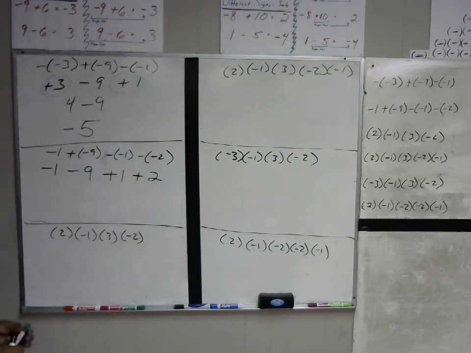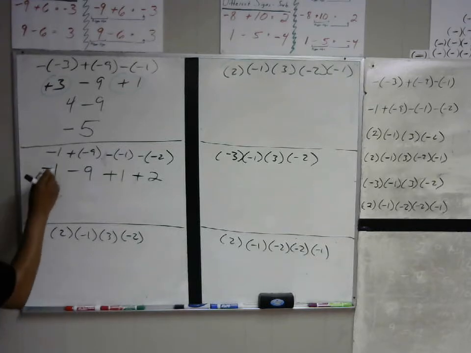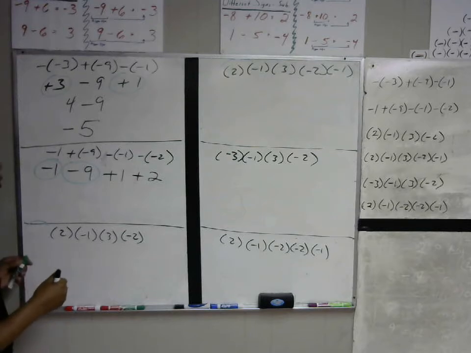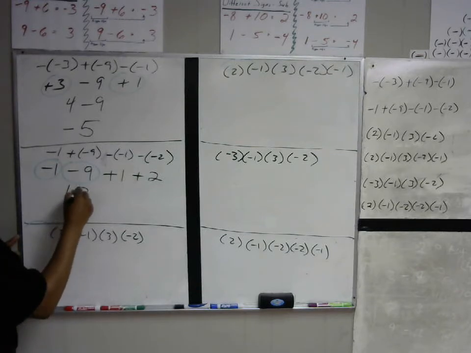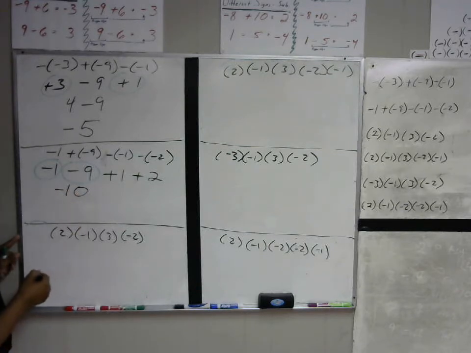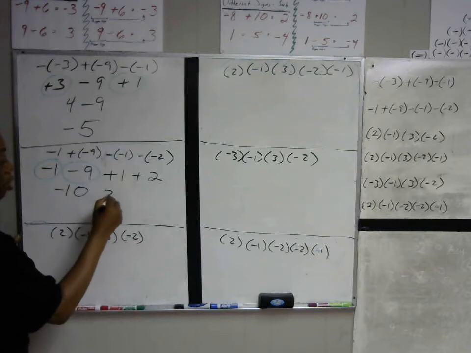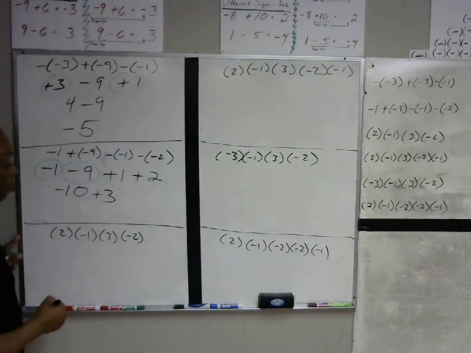Okay, so same signs add. So -1 and -9 are same signs, so we'll add those. So 1 plus 9 is 10, and that will be negative because bigger sign wins. The 1 and the 2 are both same signs, so we'll add those. That'll be 3. The bigger sign wins, which is positive.